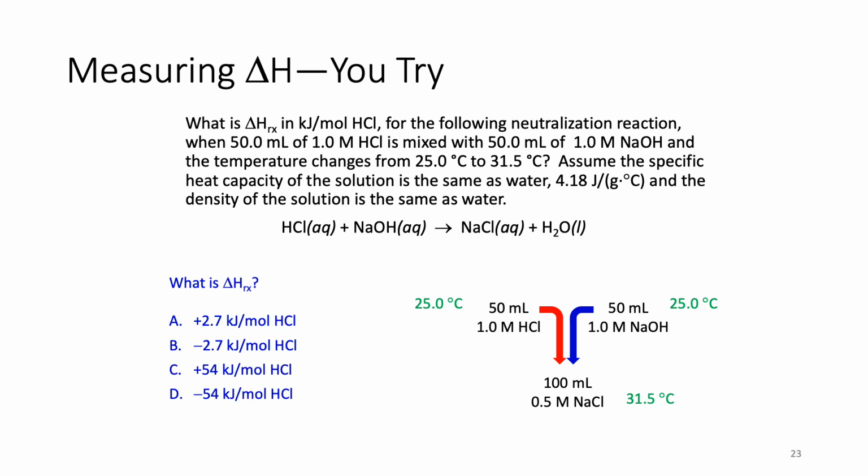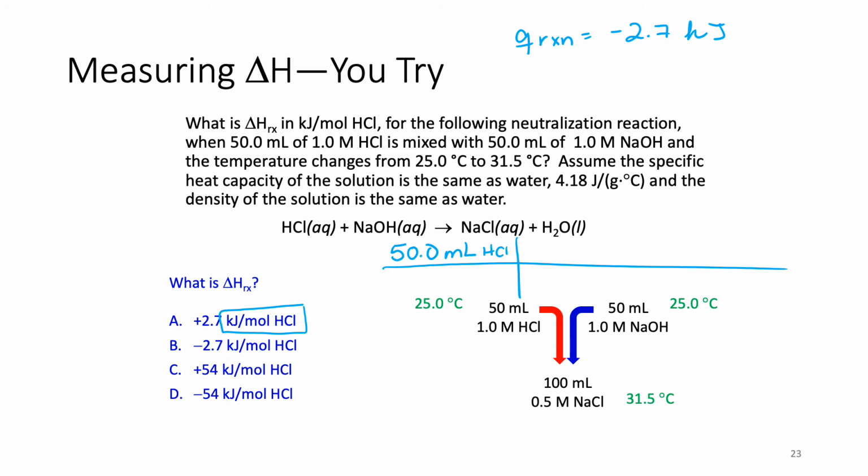So now I look at my units. I want it in mole of HCl. So my Q of reaction, we already determined it was negative 2.7 kilojoules. What I now need to do is figure out how many moles of hydrochloric acid I have. So how do I do that? I have to start by using my milliliters. So I have 50 milliliters of hydrochloric acid.